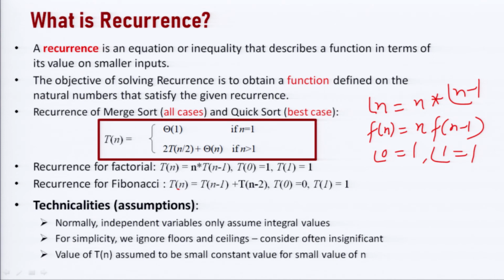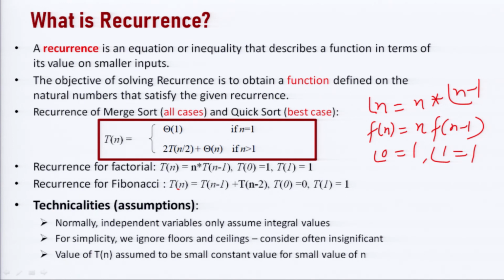Now, let us define a recurrence for analyzing merge sort and also quick sort. For all cases, the complexity of merge sort resembles this recurrence: t of n is equal to 2 t of n by 2 plus theta of n, and the base condition is that if n is equal to 1, then its value will be theta of 1, otherwise it will satisfy this recurrence.